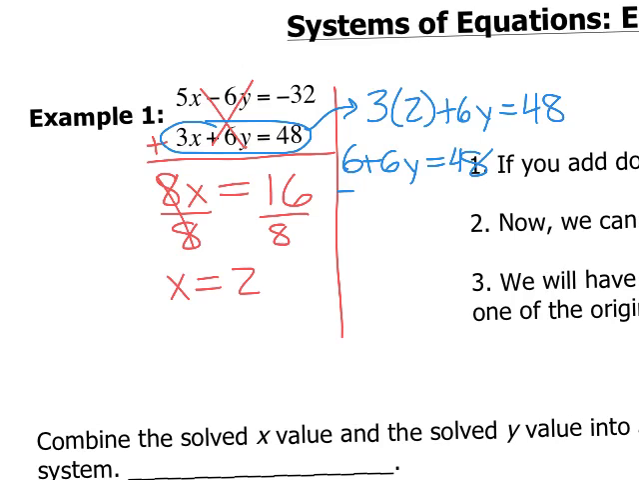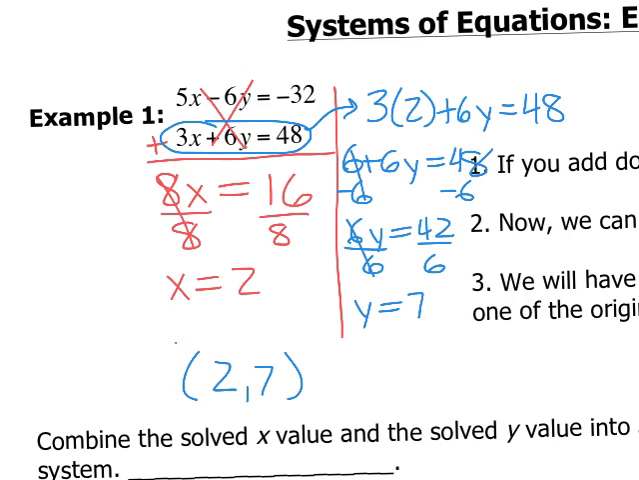So now my opposite operation, I subtract 6 from both sides. I get 6y equals 42. Divide by 6, and I end up with y equals 7. So now my ordered pair is going to be (2, 7). Okay? So look for opposites, eliminate, solve what's left, and then from there it's just substitution.